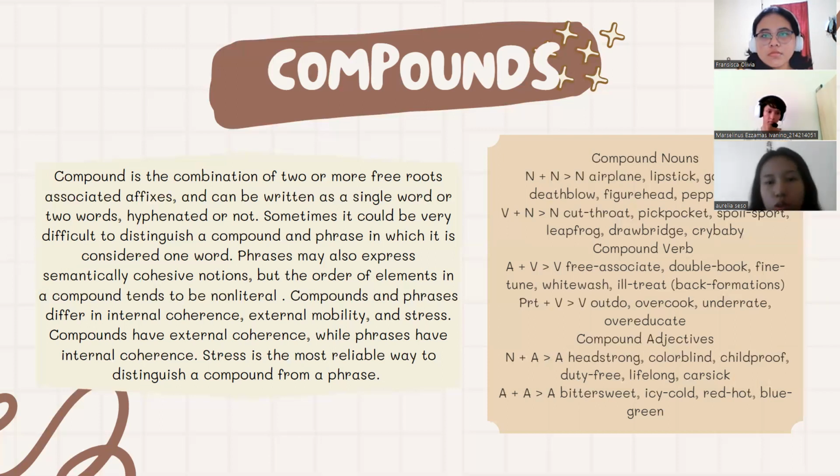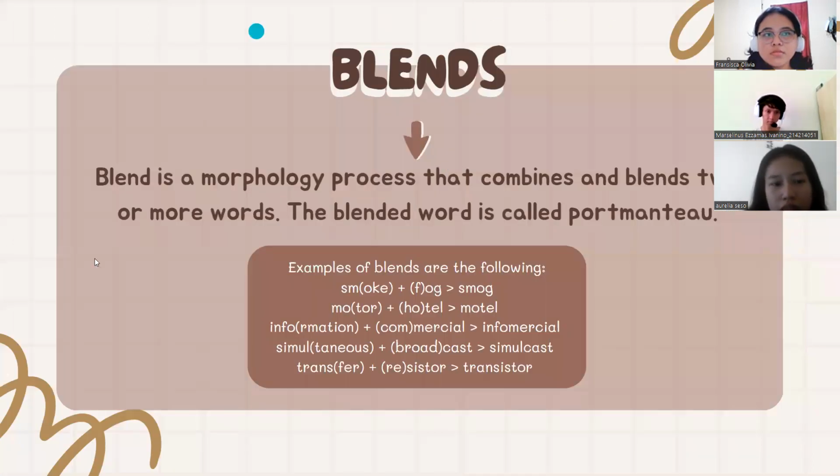Next slide, please. We're going to discuss blends. Blending is a morphological process that combines two or more words. The blended word is called a portmanteau. You can see the examples below, like smoke and fog becomes smog, motor and hotel becomes motel, information and commercial becomes infomercial, simultaneous and broadcast becomes simulcast, transfer and resistor becomes transistor.